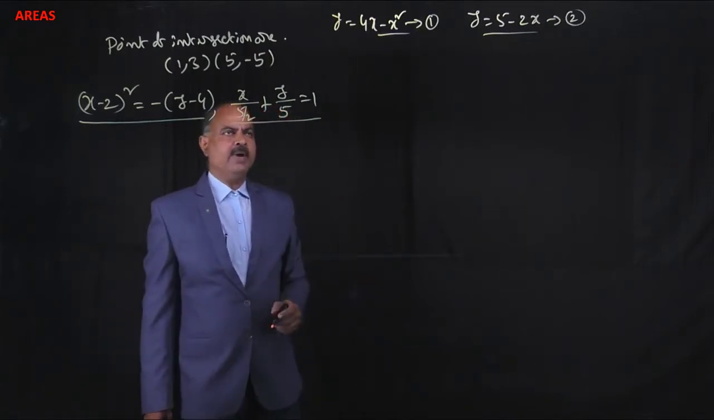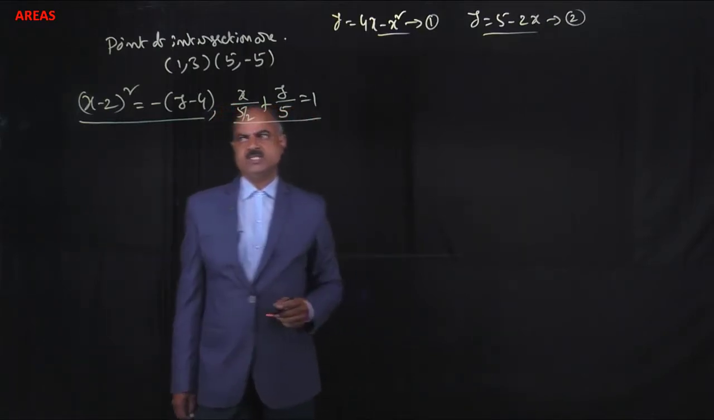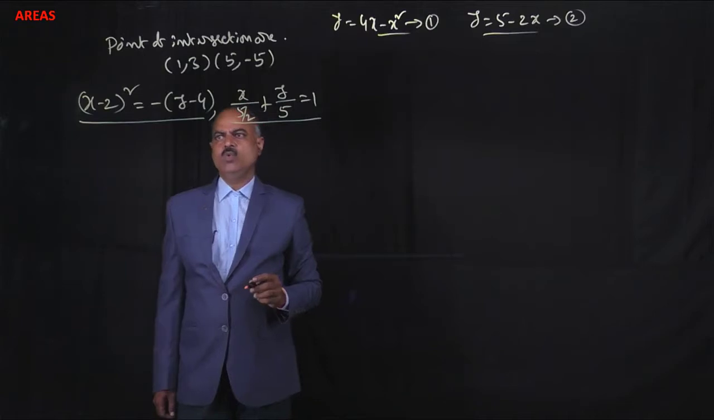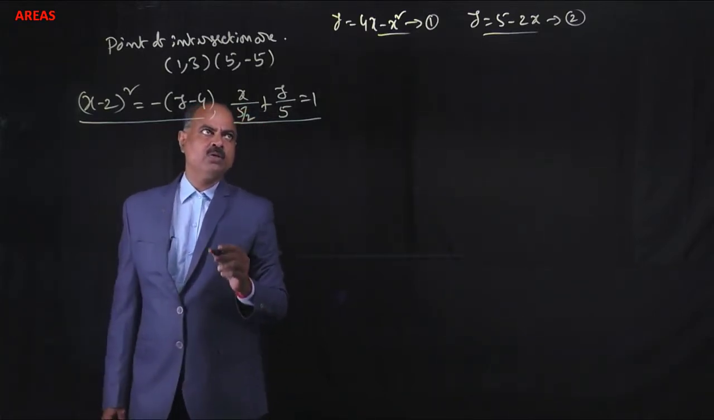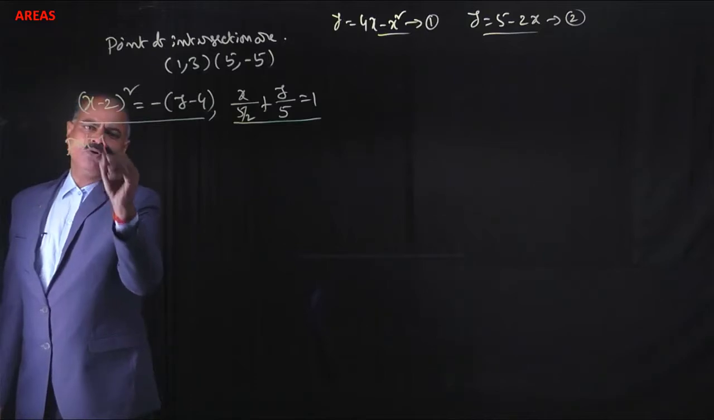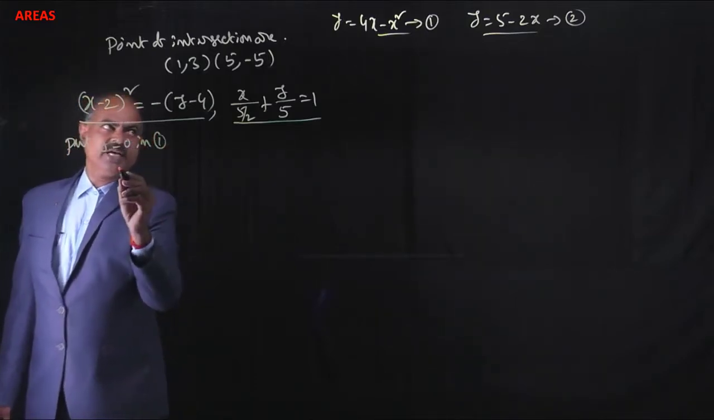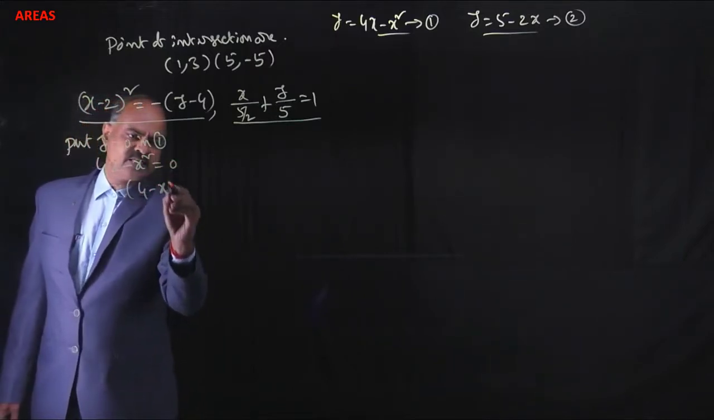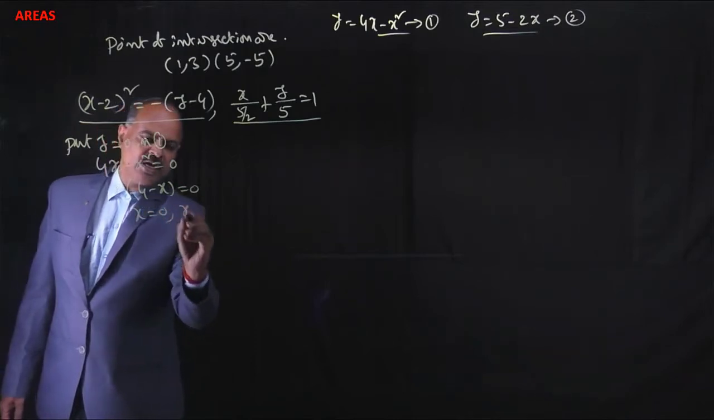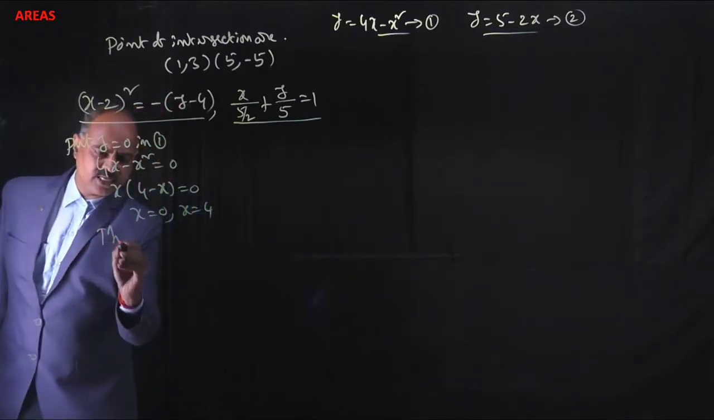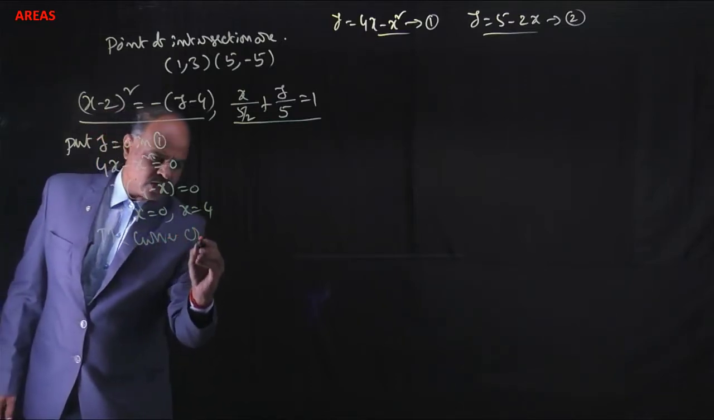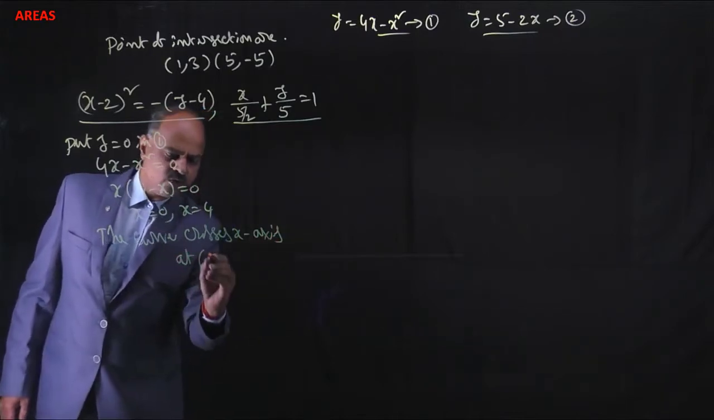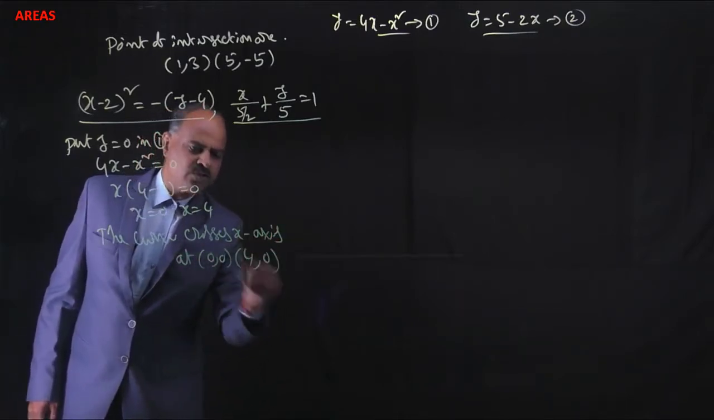So draw the parabola y equal to 4x minus x square, that is x minus 2 whole square equal to minus of y minus 4. Vertex at 2 comma 4. So put y equal to 0 in equation number 1. So 4x minus x square equal to 0. x into 4 minus x equal to 0. So x equal to 0 and x equal to 4. The curve crosses the x-axis at 0 comma 0 and 4 comma 0.